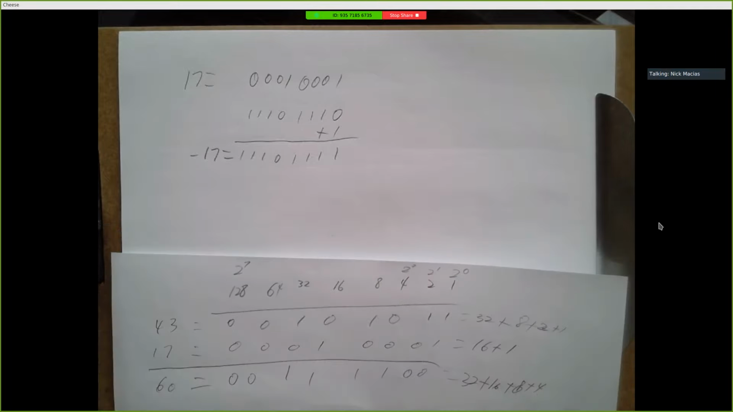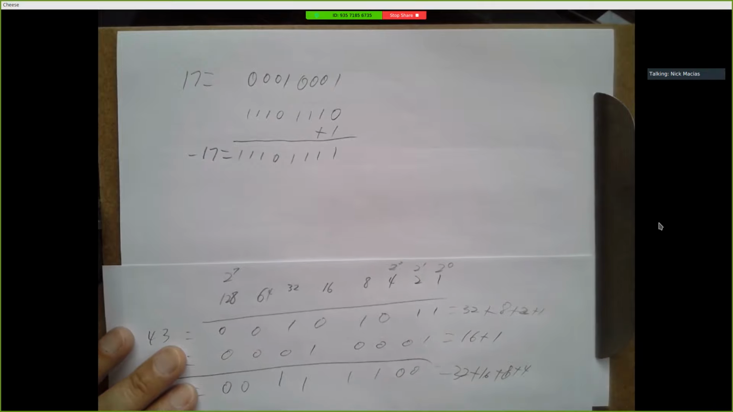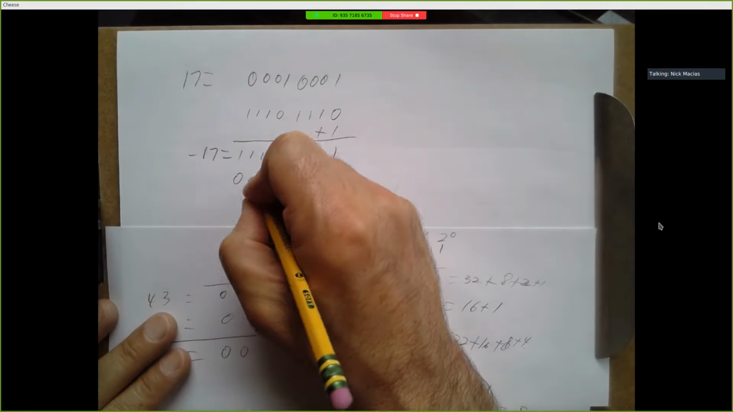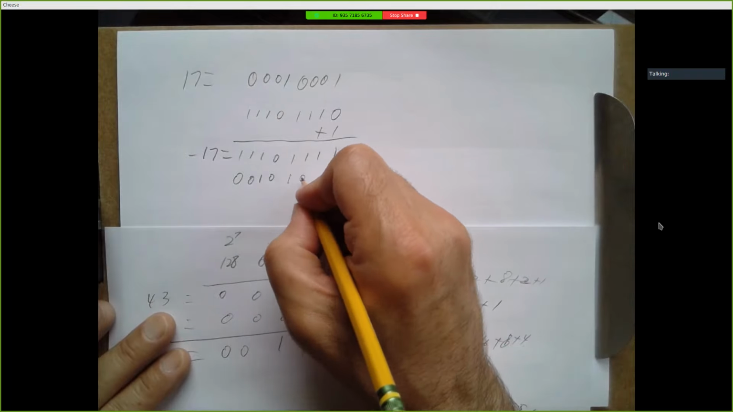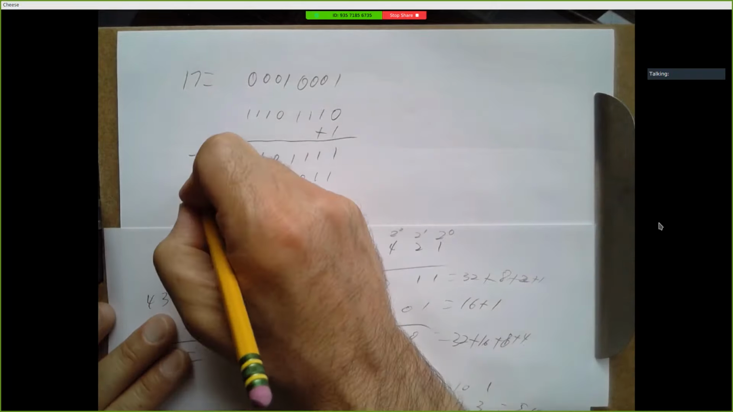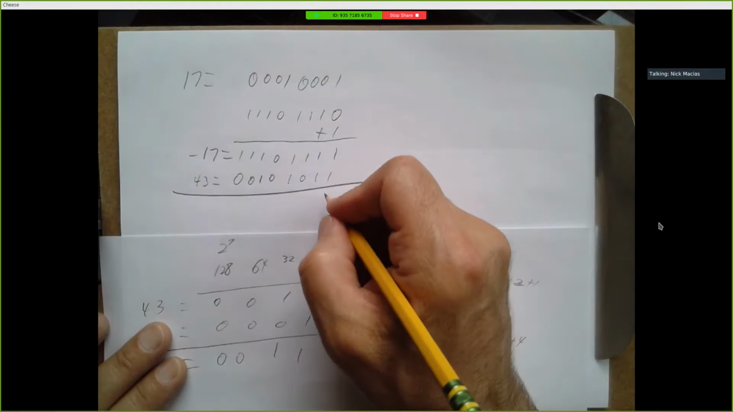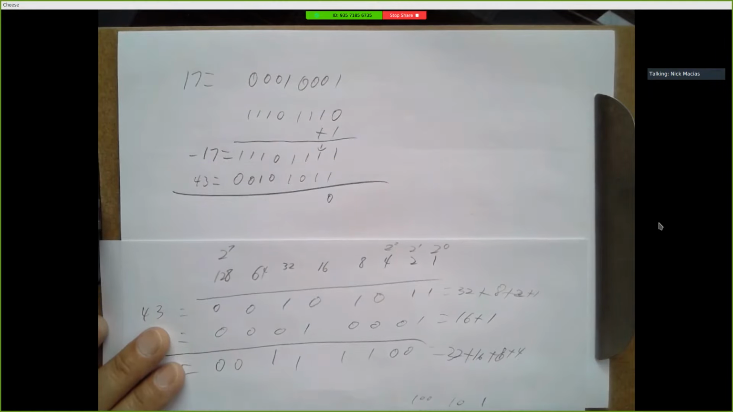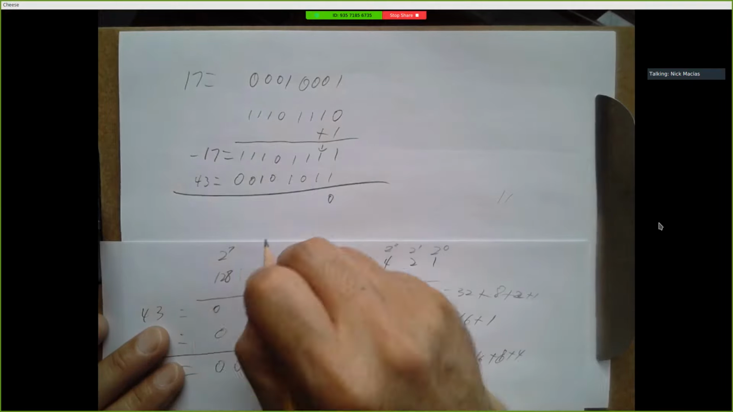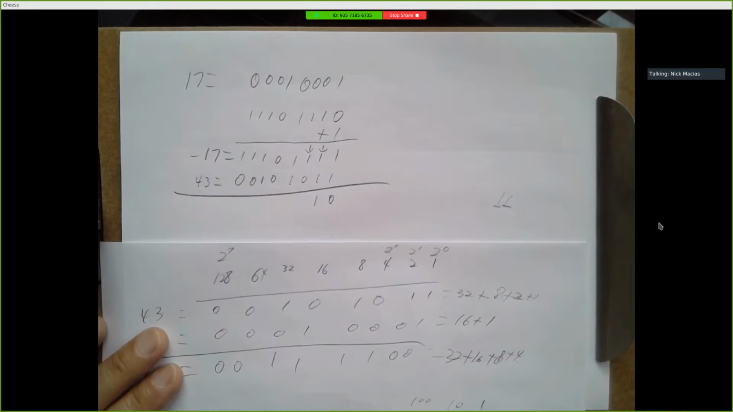All right, why do we do this? Because if we do this, our addition still works. So I can write down 43 again, which was 0, 0, 1, 0, 1, 0, 1, 1. And let's just add these together. So 1 and 1 is 0, carry the 1. 1 and 0 and 1 is 1 and 1 and 1 is 3, which looks like this. So I'll write down that least significant bit, and I'll carry the most significant bit over to here.